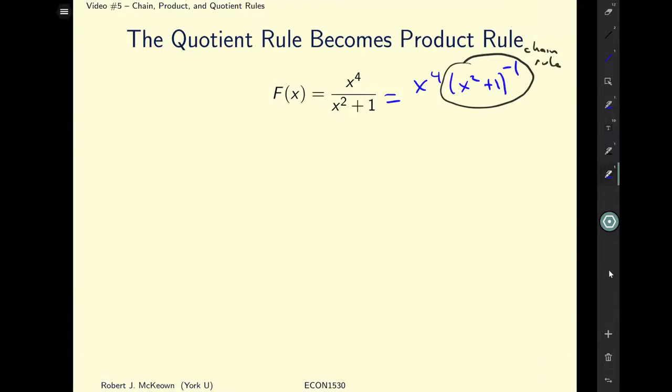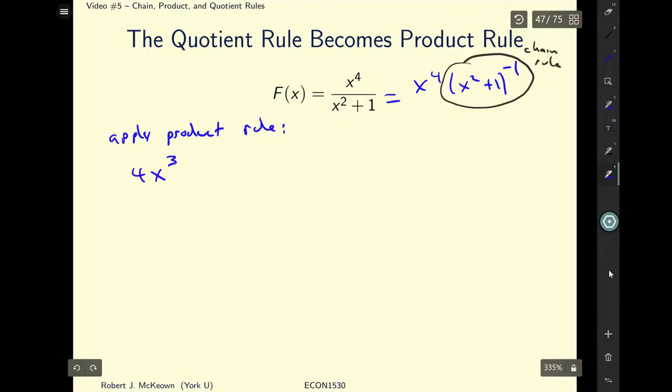So let's apply the product rule. I'm going to take the derivative of the numerator, so I've got 4x cubed according to the power rule, and that's going to be multiplied by this thing over here. Now I'm going to take the derivative of that product and multiply it by the other product.